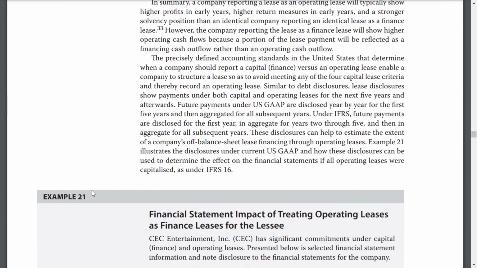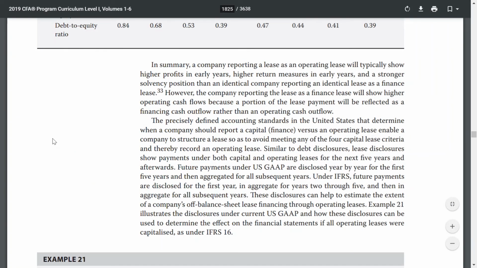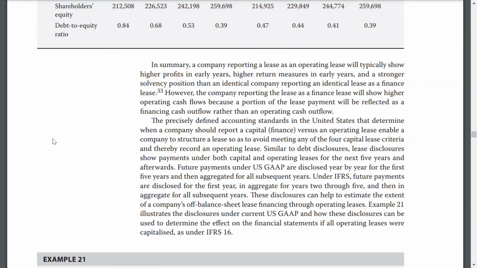In summary, a company reporting a lease as an operating lease will typically show higher profits in earlier years, higher returns measured in early years, and a stronger solvency position than an identical company reporting an identical lease as a finance lease. However, the company reporting a lease as a finance lease will show higher operating cash flows because a portion of the lease payments will be reflected as financing cash outflows rather than operating cash outflows.